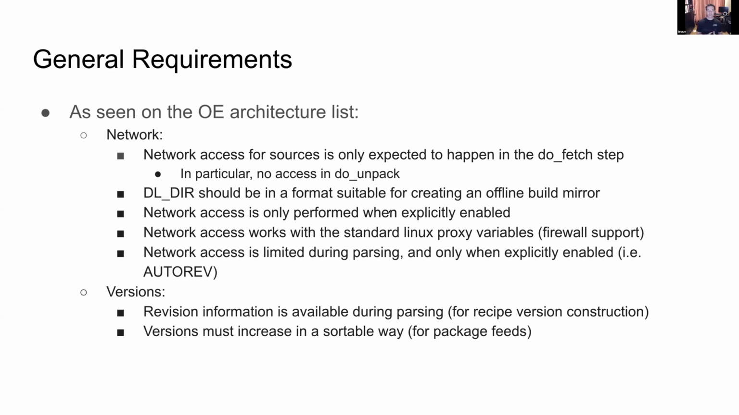Around the versions, revision information must be available during parsing, and that's for recipe version construction. Again, that goes back to, you can't really clone a whole source tree and check out an internal revision tracking file and get versions from that, because that's too heavy. It's too late for the revision information. The versions must increase in a sortable way for package feeds.